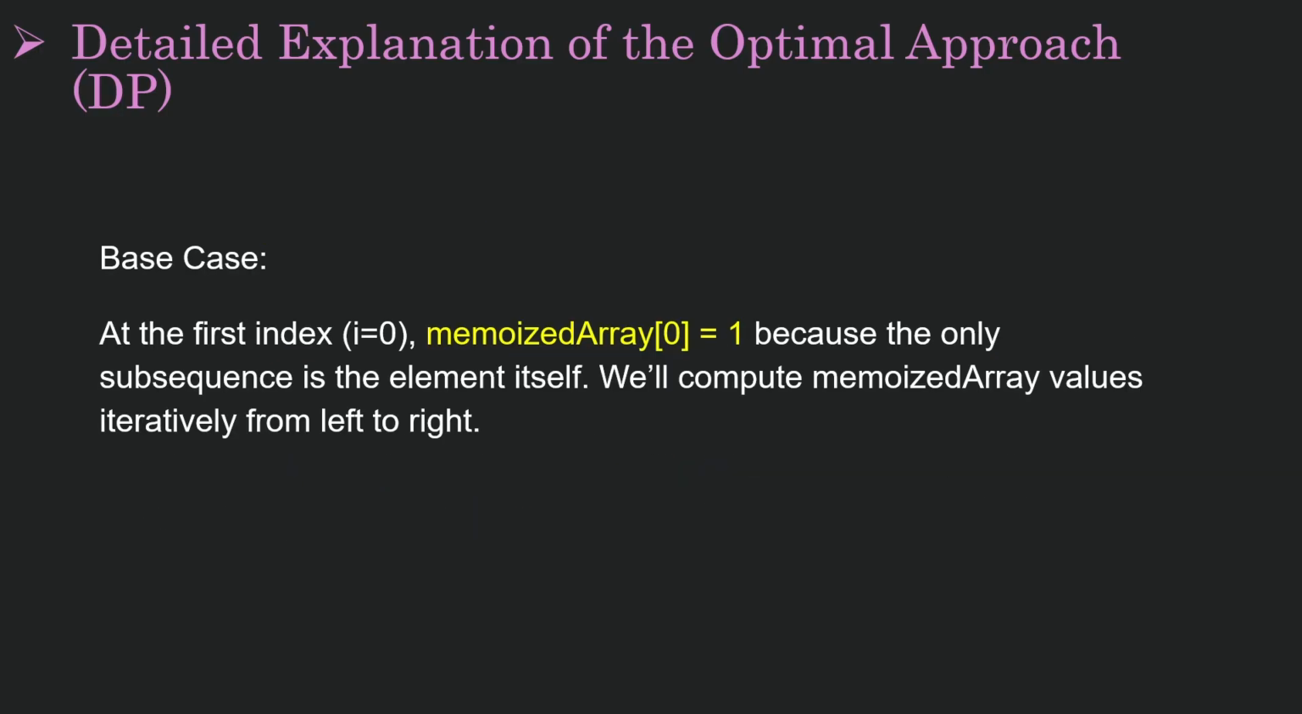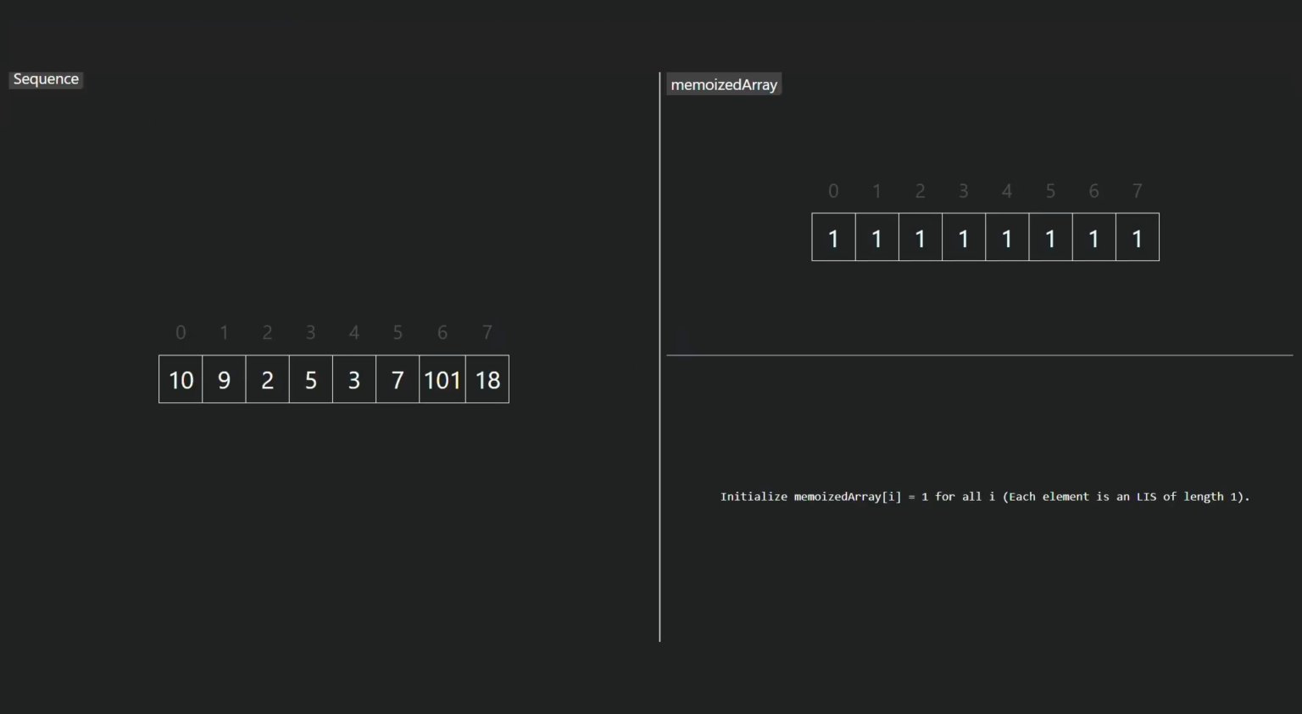Base case. At the first index, I equals 0. Memoized array at 0 equals 1 because the only subsequence is the element itself. We'll compute memoized array values iteratively from left to right. Let's visualize the longest increasing subsequence problem. Today, we'll walk through how to find the longest subsequence in a sequence of numbers where each number is larger than the one before it, using dynamic programming.